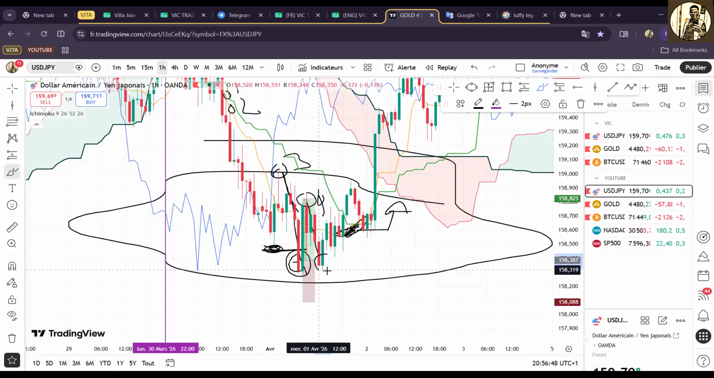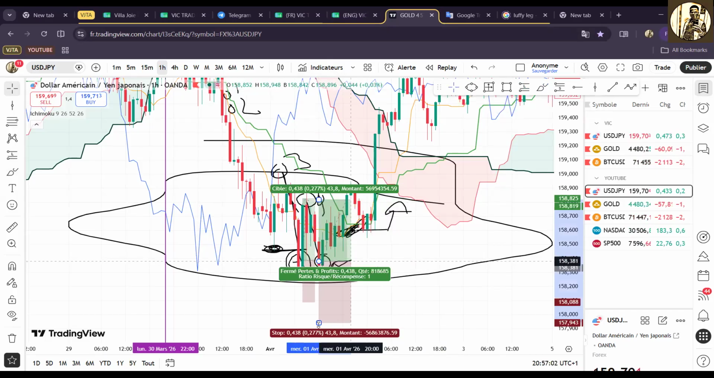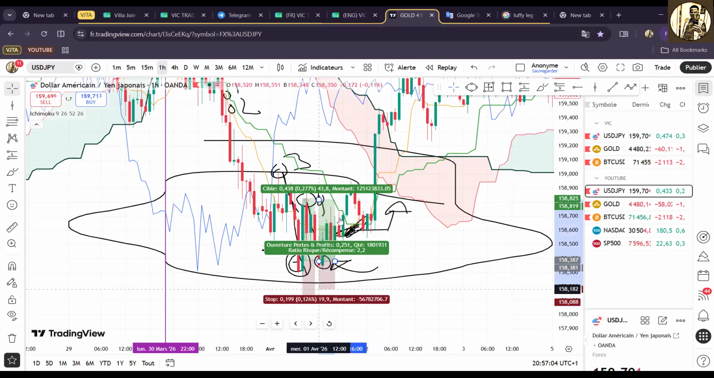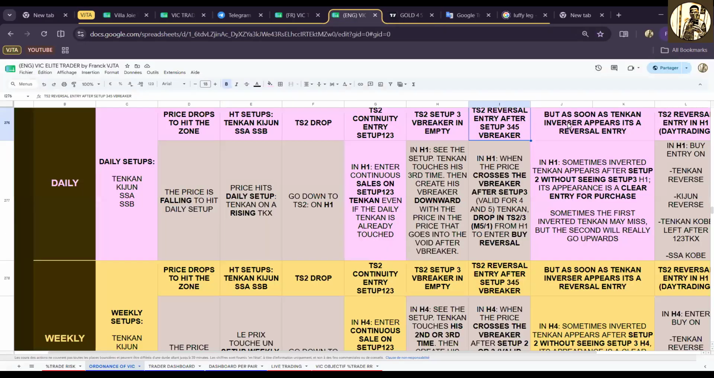And you can still buy this other one in 5 minutes. At this level, you can drop down to 5 minutes to go and buy it. But I will not drop, I will not have enough candles to drop. But you can literally buy here on 5 minutes. Drop on 5 minutes and buy here again. But as soon as Tenkan inverted appears, enter then in reversal to the upside. It's a clear purchase.